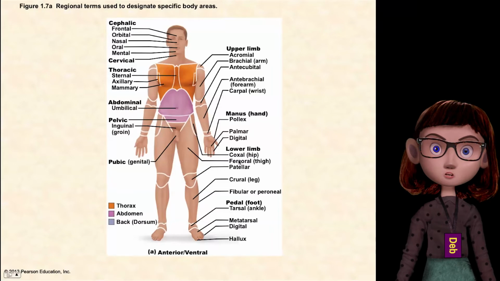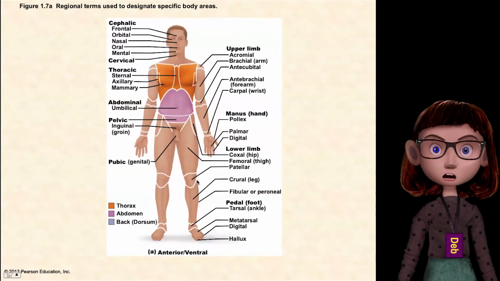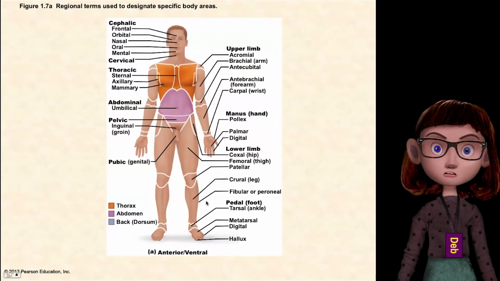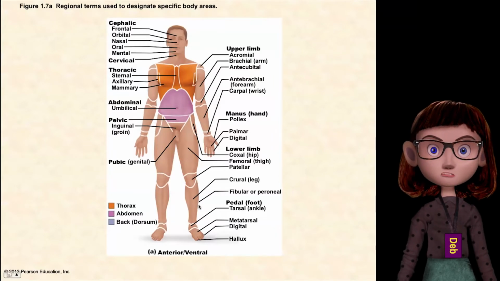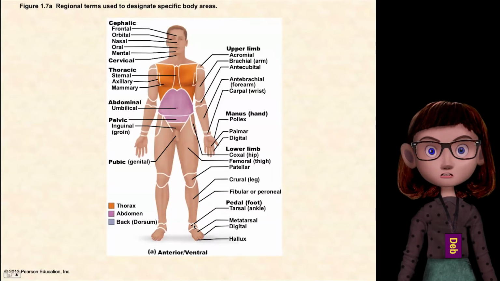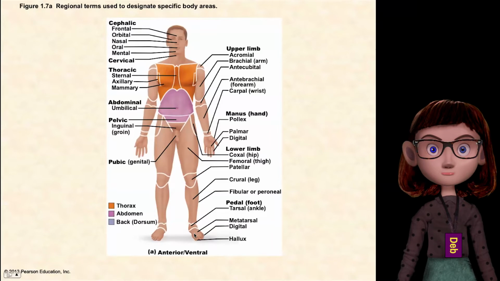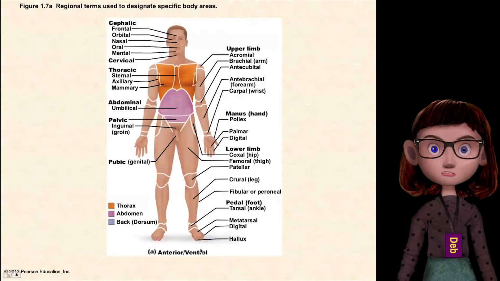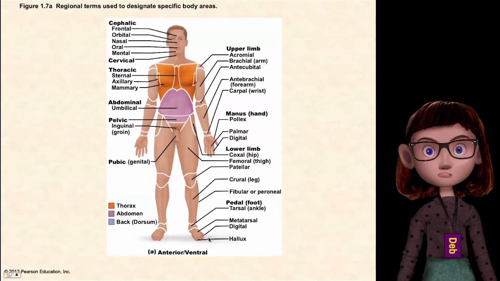Then you've got the femoral or thigh area. Patellar is by your patella, which is the kneecap. Crural or the leg area. Fibular or peroneal. This is actually on the lateral side of the leg, outside there. The pedal or foot area, you've got tarsal by the ankle, metatarsal, which are the bones on the top of the foot that you can generally feel, and then the hallux, which is your big toe, digital, which are the toes.